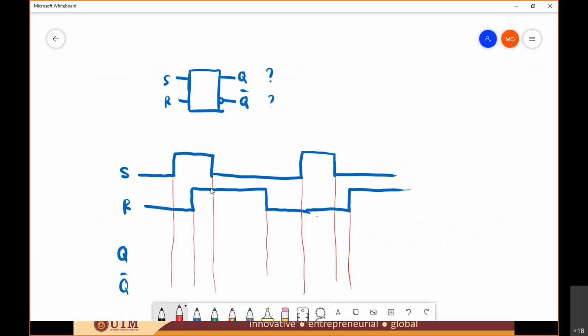And then next, you need to know your truth table for the active high SR latch. It says that when 00, Q doesn't change, 01 means you're going to reset, 10 Q will become 1. When 11, we call it forbidden.